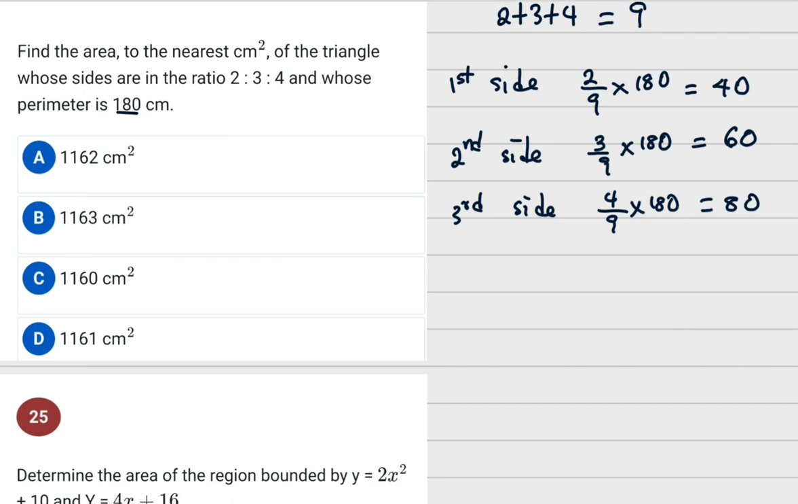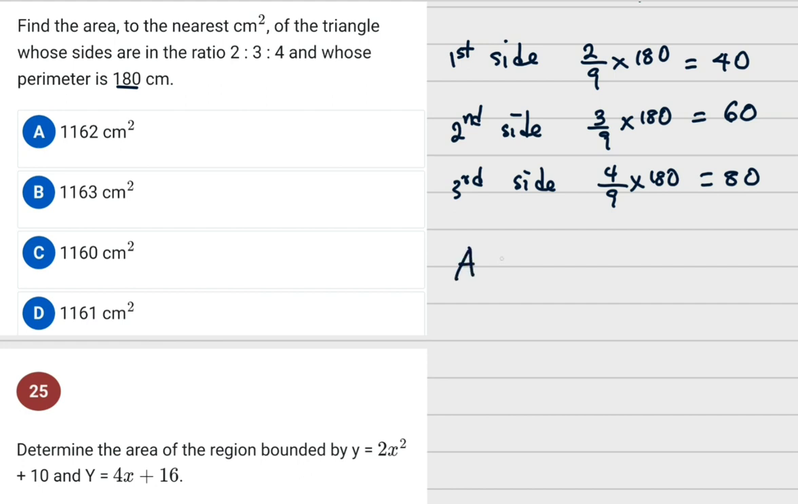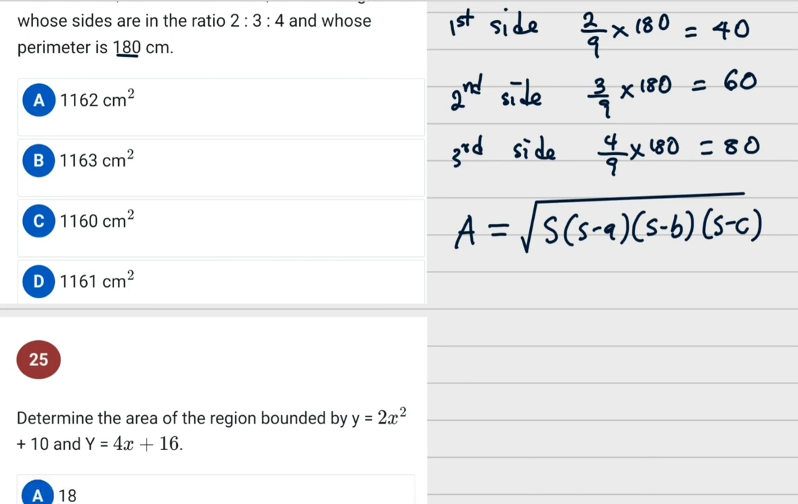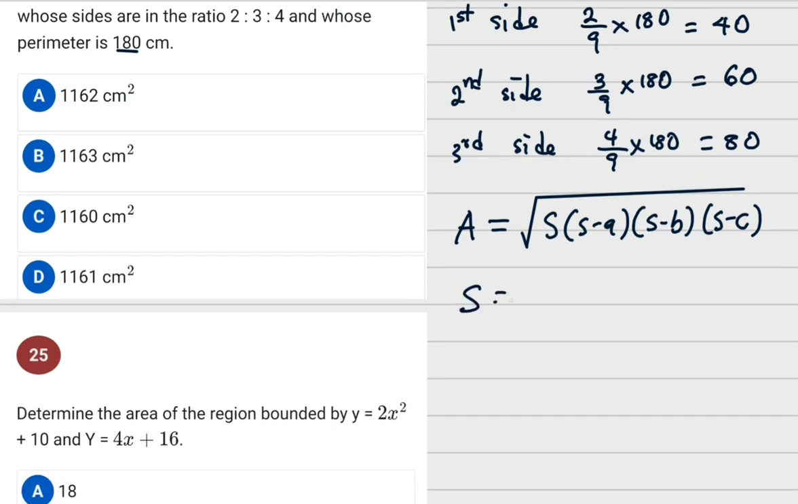You use Heron's formula, which states that the area, A standing for the area, is equals to the root of S into S minus A into S minus B, then into S minus C. Now ABC actually represents the sides 40, 60, 80, but we need to get what is S. You need to know what S is. Now S is A plus B plus C over 2, which will be 180 over 2, which is 90.